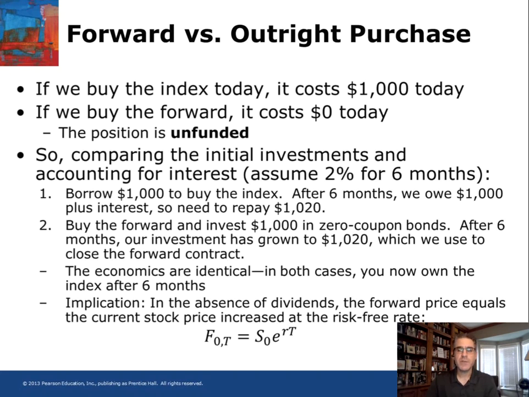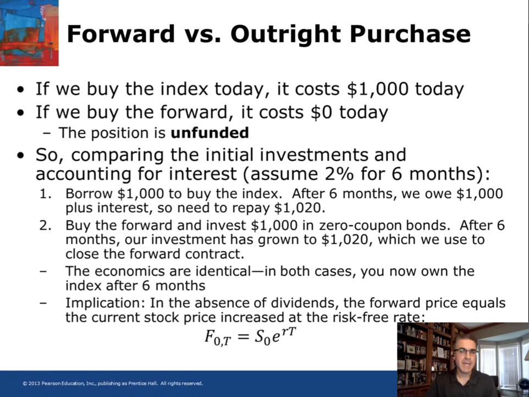Let's compare two ways of ending up with a security after a certain time period, let's say 6 months. We could either simply buy the security today, in this case a stock index, or we could enter into a forward contract to purchase it at the end of the 6-month period. Recall that the price of the index today is $1,000 and the forward price in 6 months is $1,020.